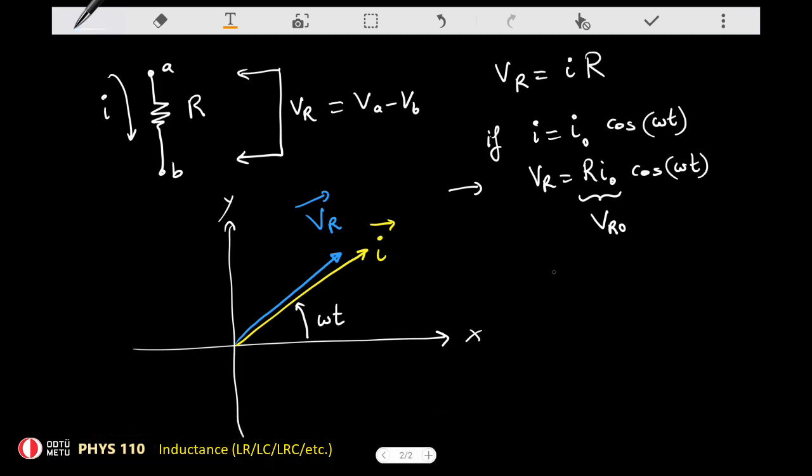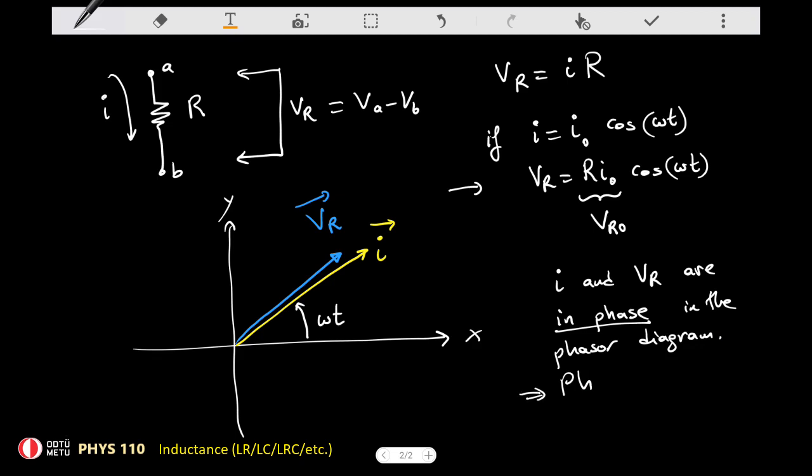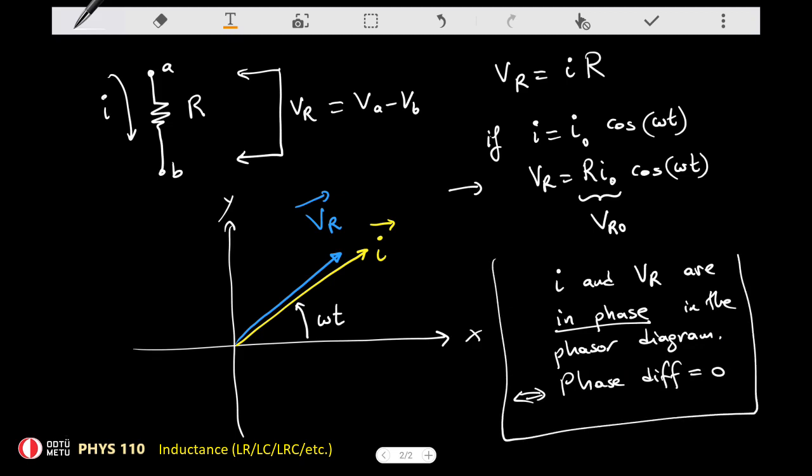Right? So therefore, let me write it down like that. Current and VR are in phase in the phasor diagram. Which means the phase difference, the difference between the phases, is equal to 0. Right, so that's the first relationship among the phases.